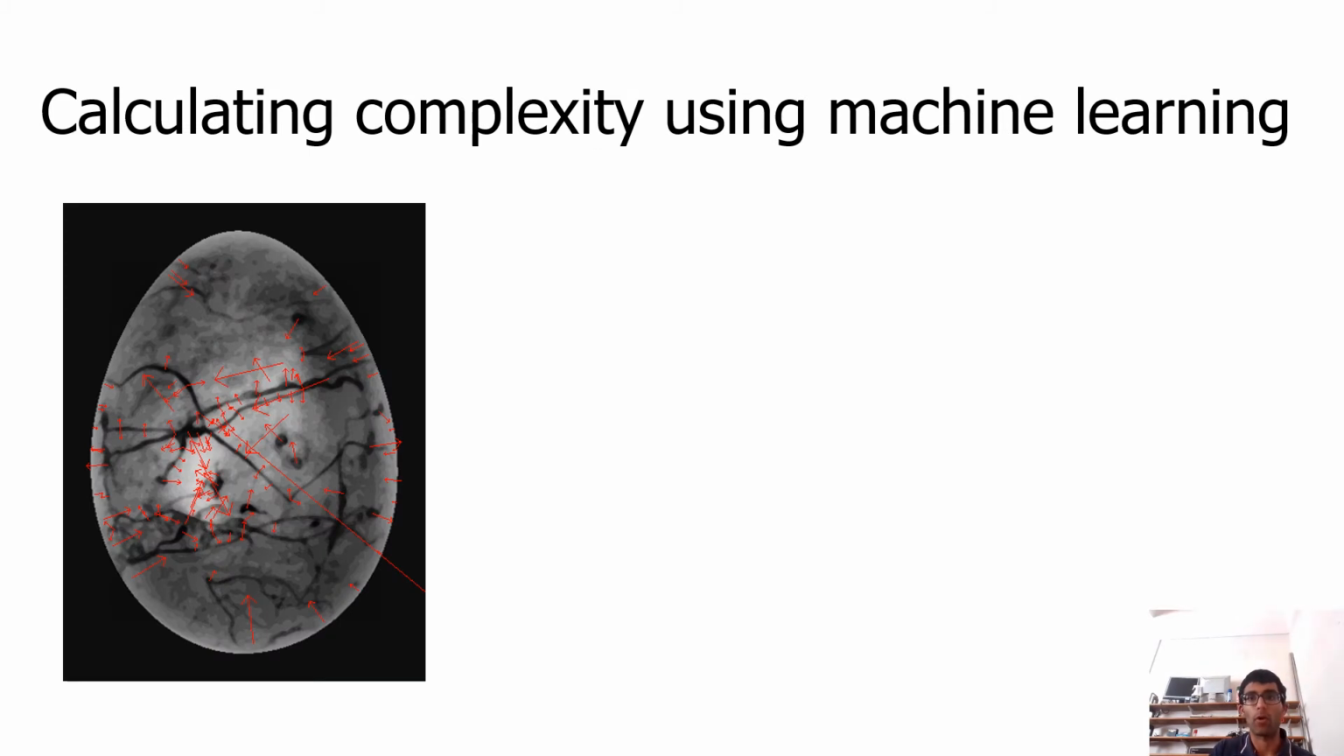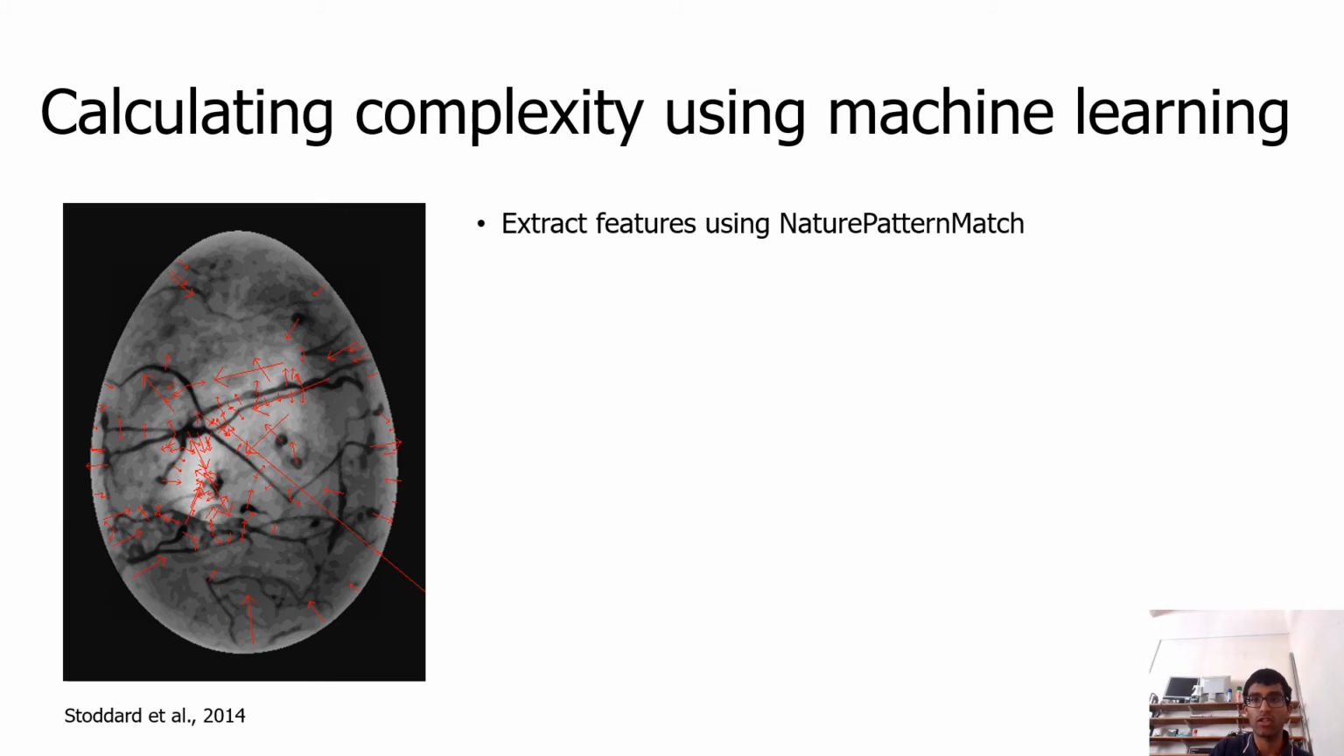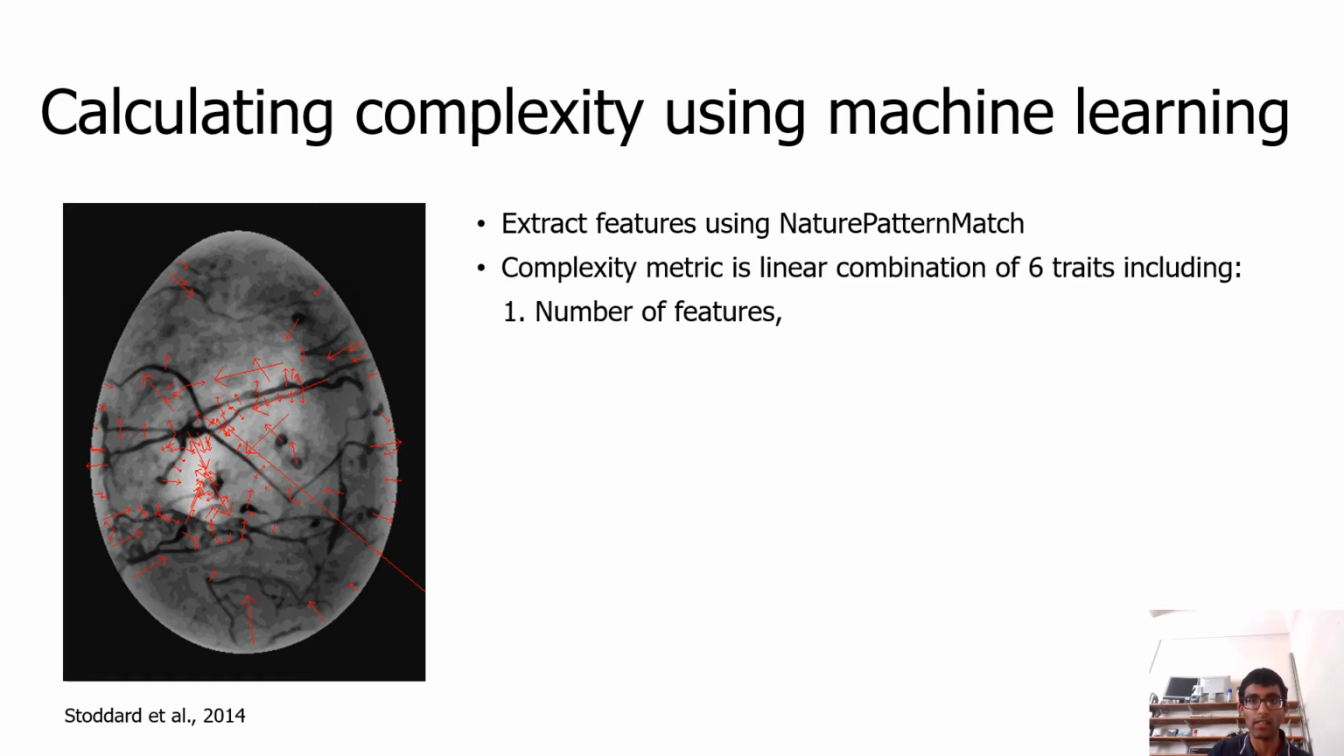However, we're still left with the problem of how pattern complexity can be quantified in a receiver-appropriate manner, and this is where my collaborator Andrei comes in, who used computer vision techniques to do just that. First, we extracted features or pattern markings using a tool called Nature Pattern Match, and these are the red arrows on the egg image. We then extracted measures that might contribute to complexity, including the number of markings, how variable markings are, and the number of clusters of markings according to different clustering algorithms.